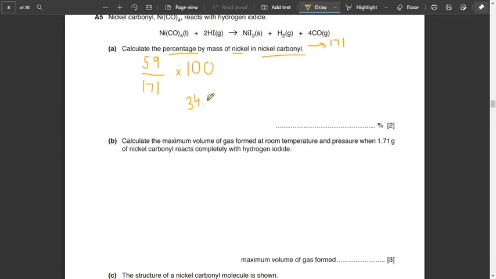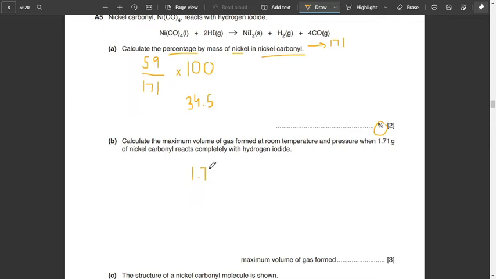34.502, but you don't need to write all of the numbers after the decimal. You just need to keep it to one decimal place and it will be enough, because we're talking about percentage. That much accuracy is enough. So now we're going to calculate the maximum volume of gas formed at room temperature and pressure when 1.7 gram of nickel carbonyl reacts completely with hydrogen iodide. Okay, so we'll just see if 1.7 gram is reacted.